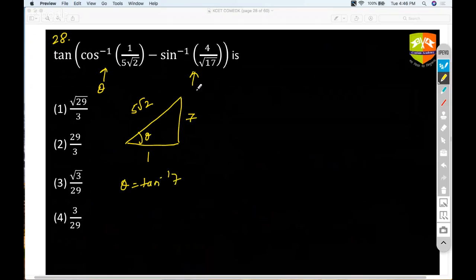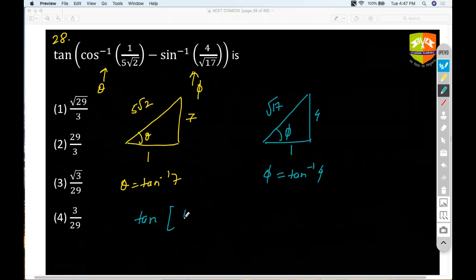Let this angle be phi. Again, I'll make use of a reference triangle with this as phi. So 4 by root 17, so this has to be 1. So phi is going to be tan inverse of 4. So it's tan of tan inverse 7 minus tan inverse 4.